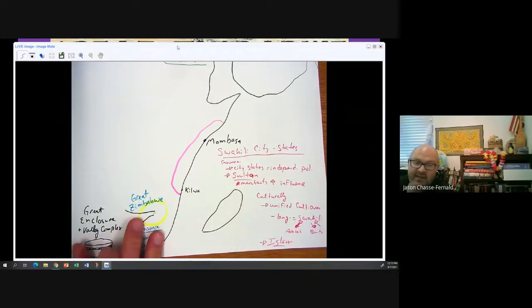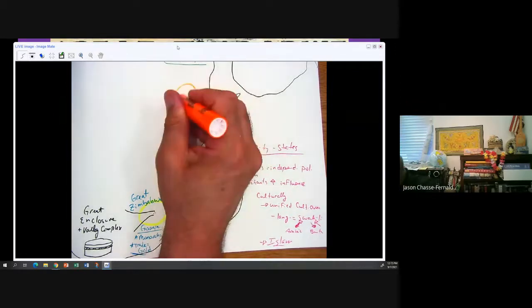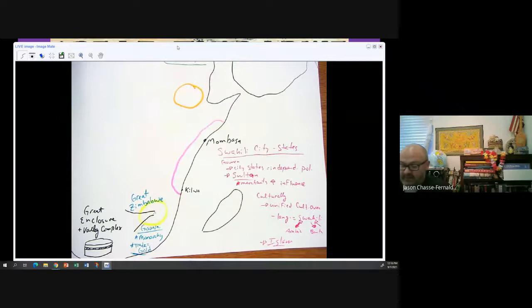Right, merchants have a lot of influence in these individual city-states. Of course, they all function differently, but we're just being kind of general here. All right, our next area that we concern ourselves with is over here, and this is Ethiopia.